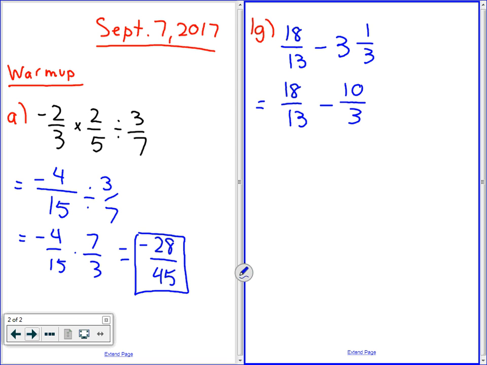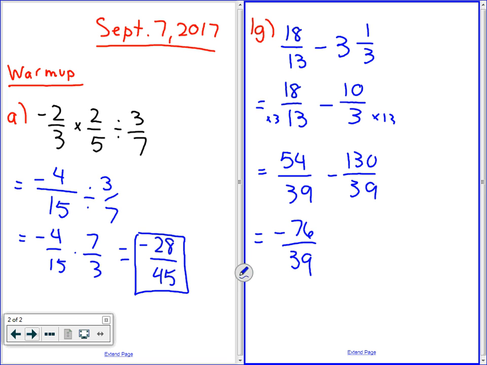The tricky part here is I have to now multiply this by 3. I multiply this by 13, so numbers are going to get big. 18 times 3 is 54 over 39 minus 130 over 39, which should be, oh boy, 76? Negative 76, but yeah. Okay. So that one was a little tricky because the whole thing was negative. Negative numbers are okay, right? And negative 3 1/3, yes.